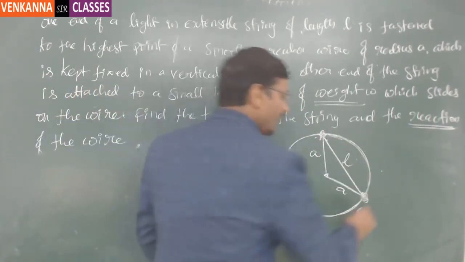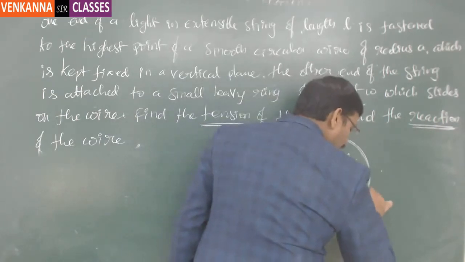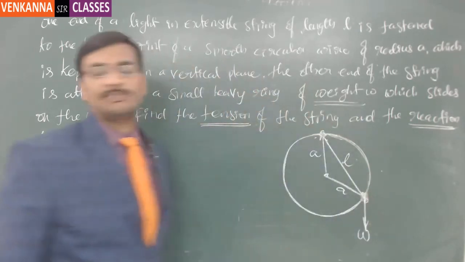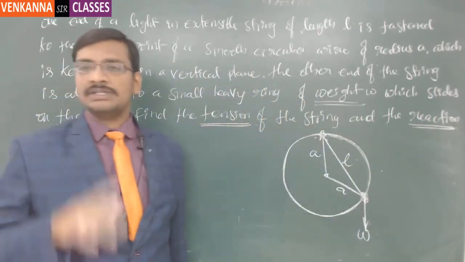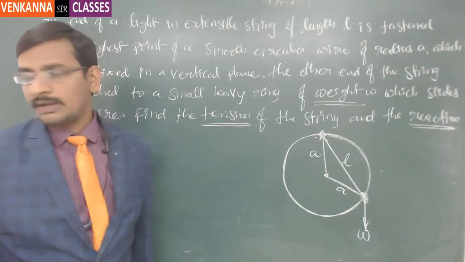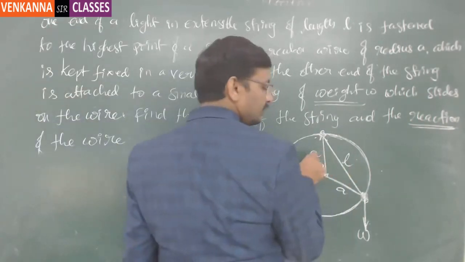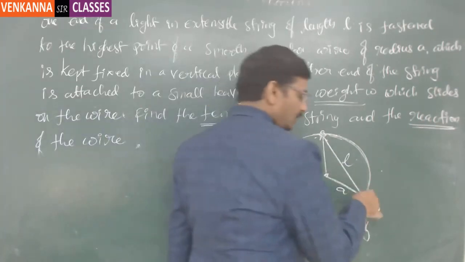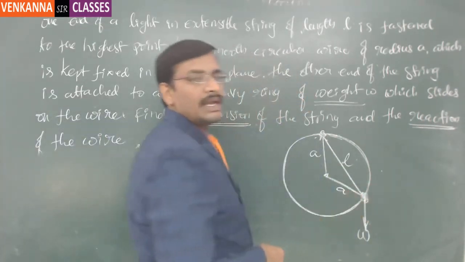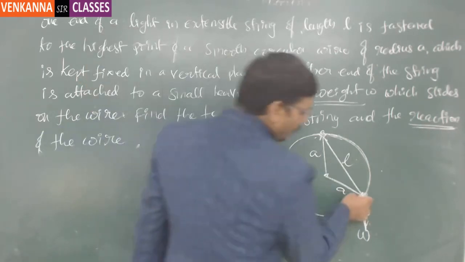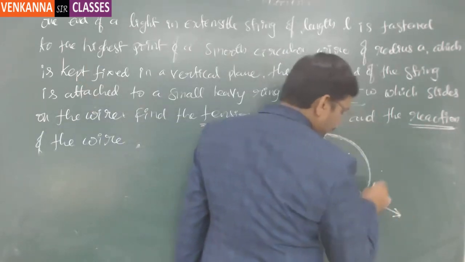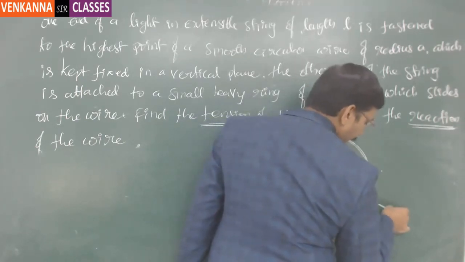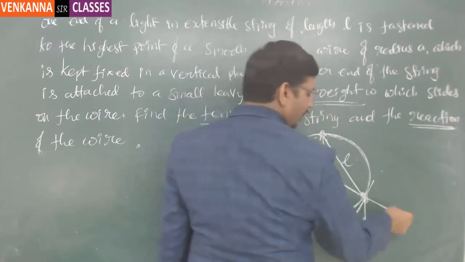Now this ring is having a weight of W. Weight always acts downwards towards the ground. So irrespective of the position, the weight direction is always towards the ground. Right? So this length is L, the radius is A, and the weight is W. And then obviously on this particular ring there will be a counter reaction, right? So the reaction will be outward like this. That is exactly perpendicular to the tangent. So this is the normal direction.